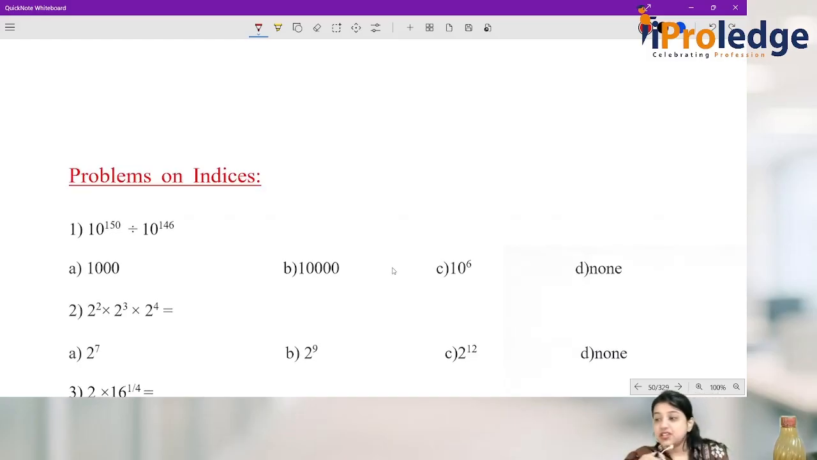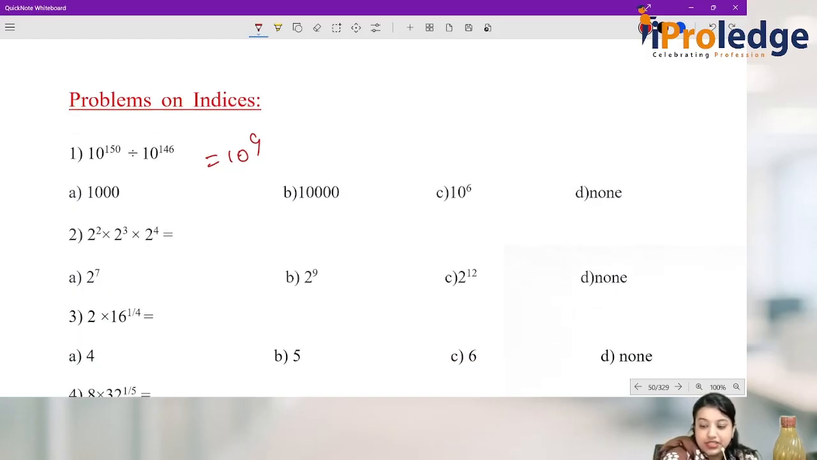So it is 10 to the power of 150 divided by 10 to the power of 146. When the bases are same, subtract the powers. So it is 10 to the power of 4. If you have any common thing, you have to take the common outside. Next, bases are same.